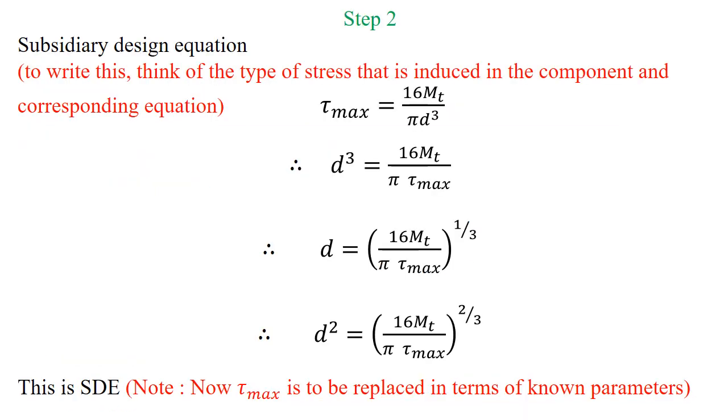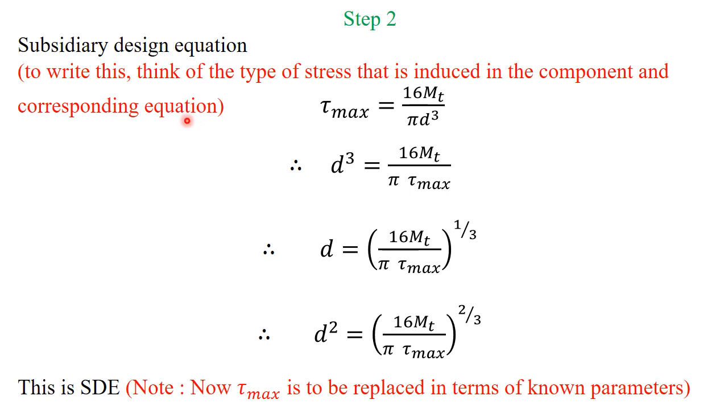Step 2 will be the subsidiary design equation, because we have to replace d square and L from the PDE. So the second step will be to write the subsidiary design equation. The hint is also given. To write this, think of the type of stress that is induced in the component and the corresponding equation you have to write.